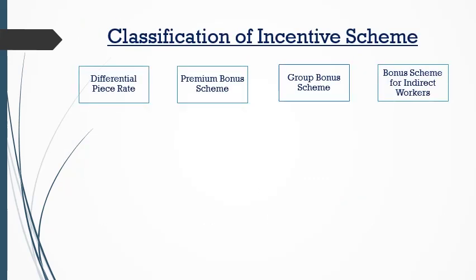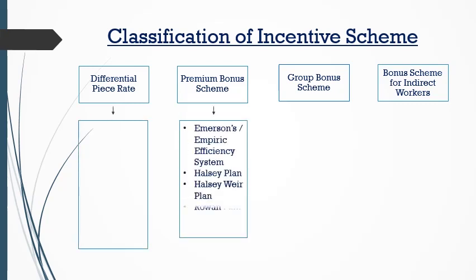The employees will be paid an incentive for the extra production, and the incentives are paid using different schemes by different organizations, whichever scheme is suitable for them. Different schemes or methods to calculate wages and incentive for the employees are the differential piece rate system, premium bonus scheme, group bonus scheme, and bonus scheme for indirect workers.